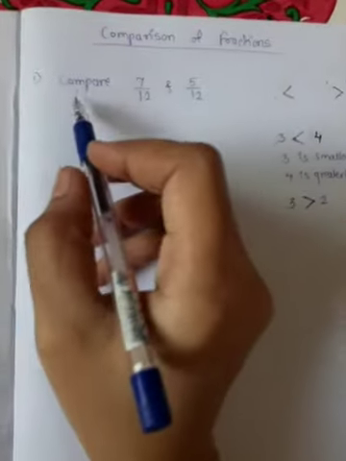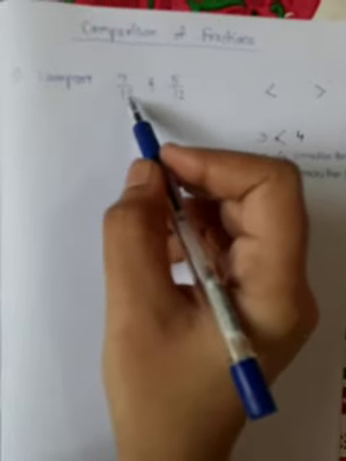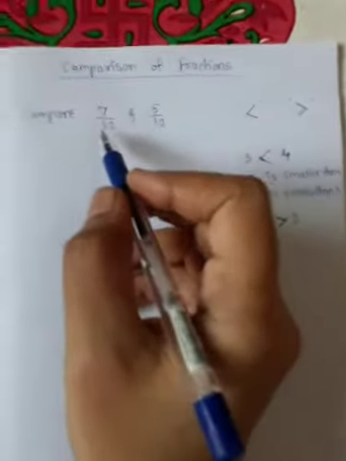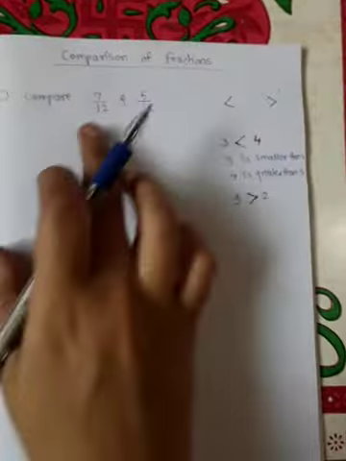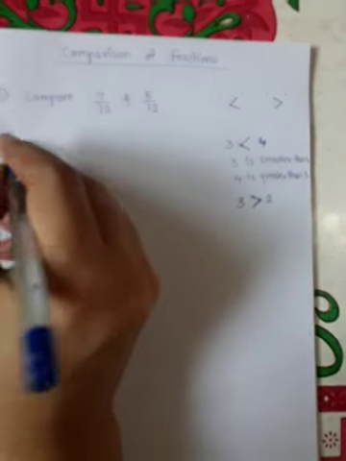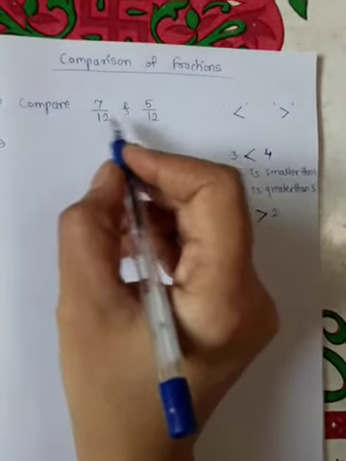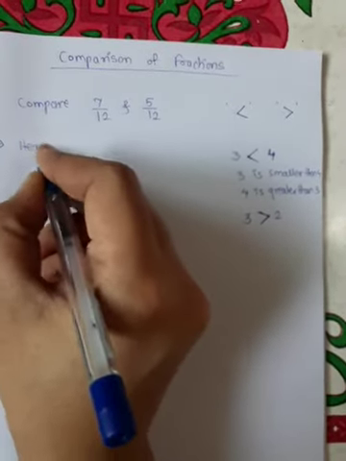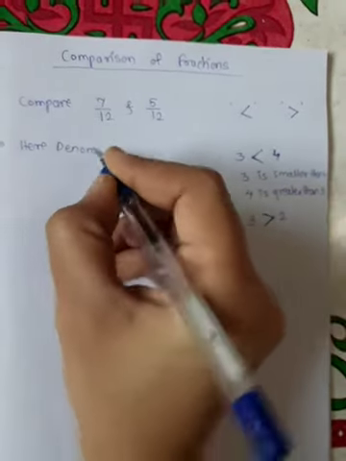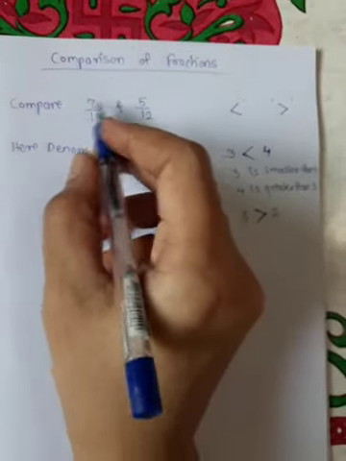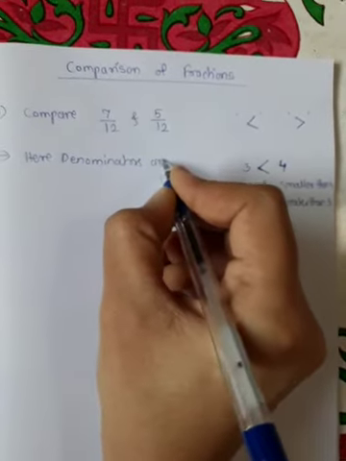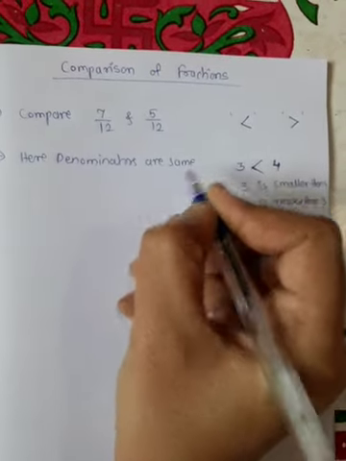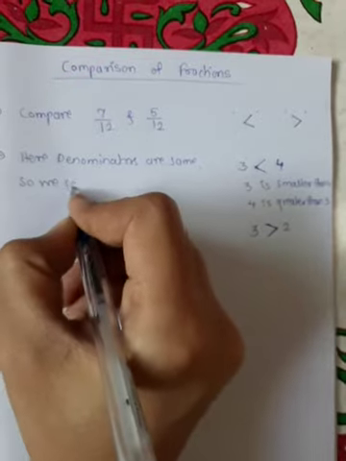And here we have to compare two like fractions, meaning which is greater and which is smaller, and here we have to use this sign. Now, how to compare two like fractions? First of all, here the denominators are same. So if denominators are same, we compare the numerators.